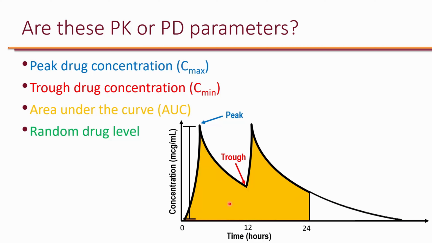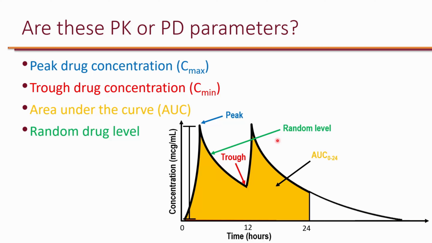There's also the concept of area under the curve, which is all the shaded area here, for a 24-hour period. It doesn't matter how frequently you give the dose, the AUC is often from time 0 to 24 hours. If this drug was given once a day, you would only have one of these over 24 hours. If this drug was given every 8 hours, you would have 3 of these peaks. But regardless, AUC is the area under the curve for a 24-hour period.